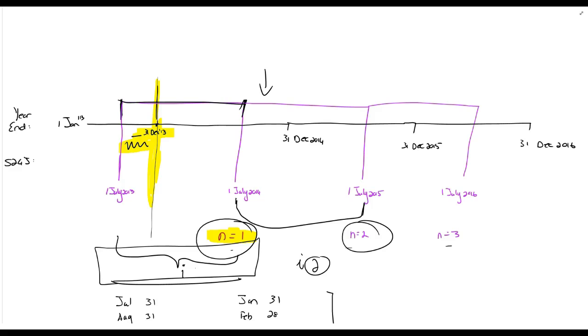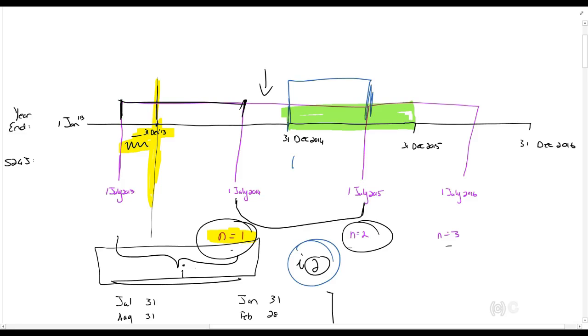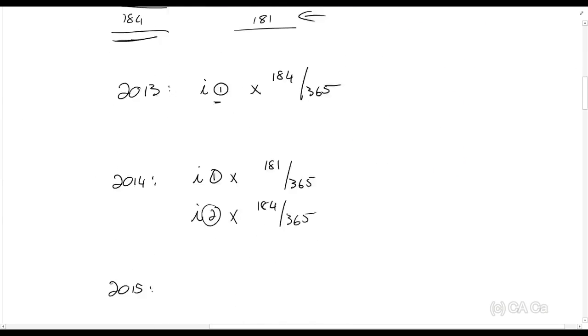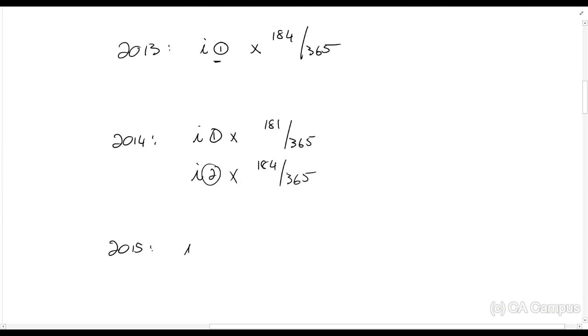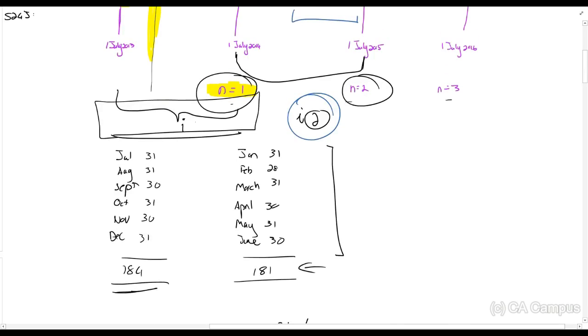Our 2015 tax year runs from 2014 to 2015. Right, so this period in green. What do we have there? From the 1st of January 2015 to the 1st of July 2015, we have this interest from period 2.